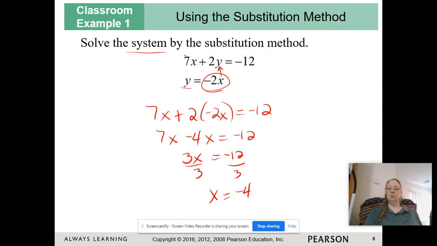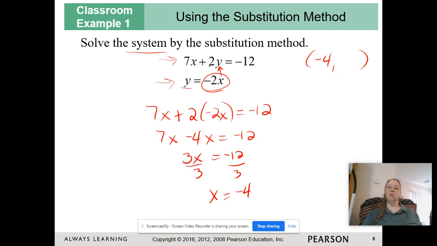Remember, a solution to a system has to be an ordered pair, and I've just found the x. What I haven't found is the y. So to find the y, anytime you need to find the opposite, if I have the x and you have to find the y, you're going to substitute it into an equation. You can substitute it into the first equation, but to be honest, it would be easier to substitute it into the second equation, and it really doesn't matter which one we use.